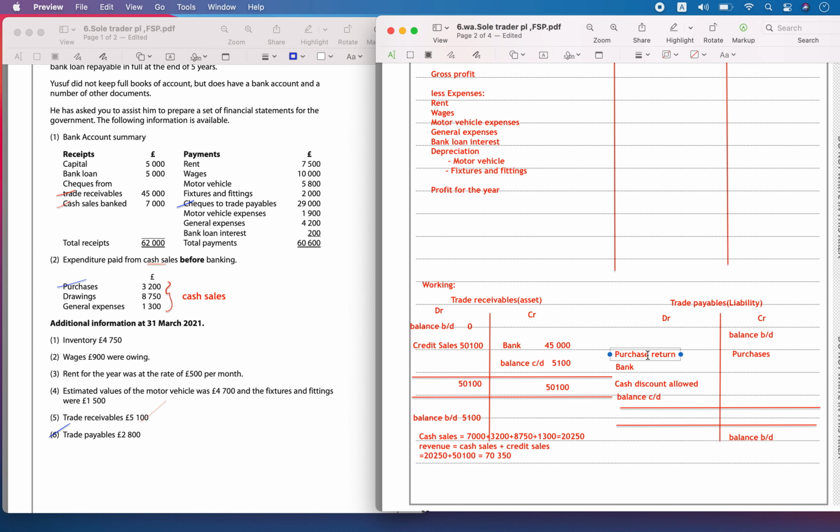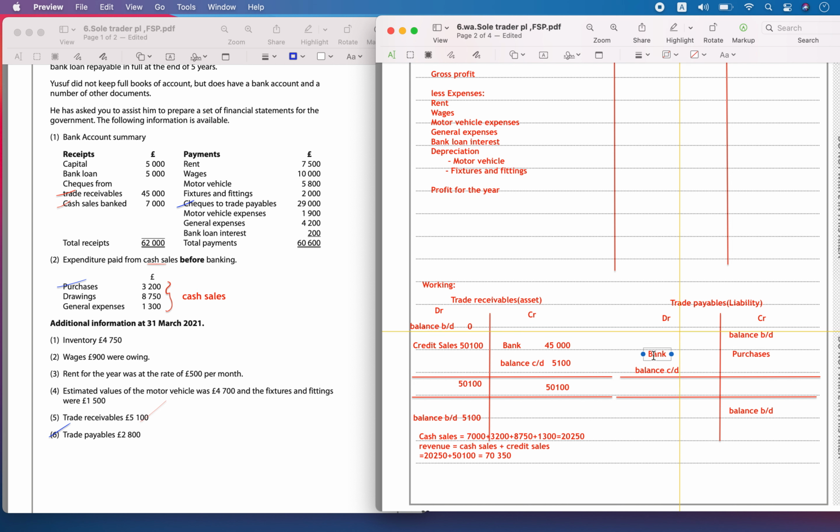Now we had to prepare the purchases. There was no information on purchases written, they gave something from the bank, and the discount information is not there, so all we need is this much to prepare the trade payables account and calculate the amount of purchases that was made. So let's calculate this. The cheques paid to the trade payables were at 29,000. The ending balance was 2,800.